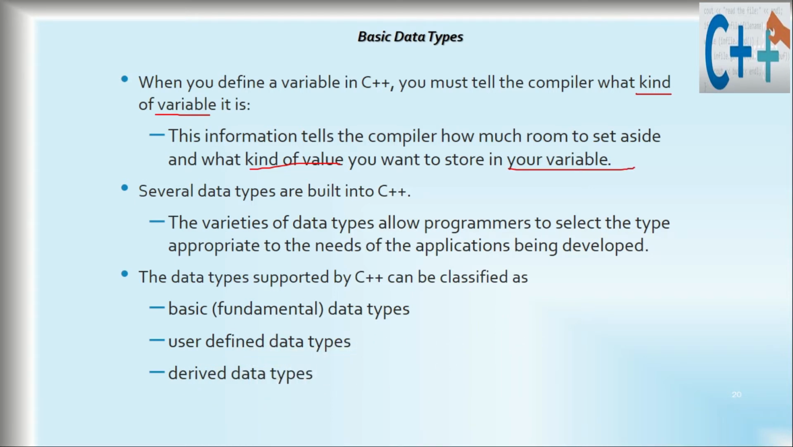Several data types are built into C++ programming. The variety of data types allows programmers to select the types appropriate to the needs of the application being developed. Based on this need, data types supported by C++ can be classified into three fundamental categories or groups. The first one is fundamental data types, the second one is user-defined data types, and the third one is derived data types. C++ supports these three types of data types.